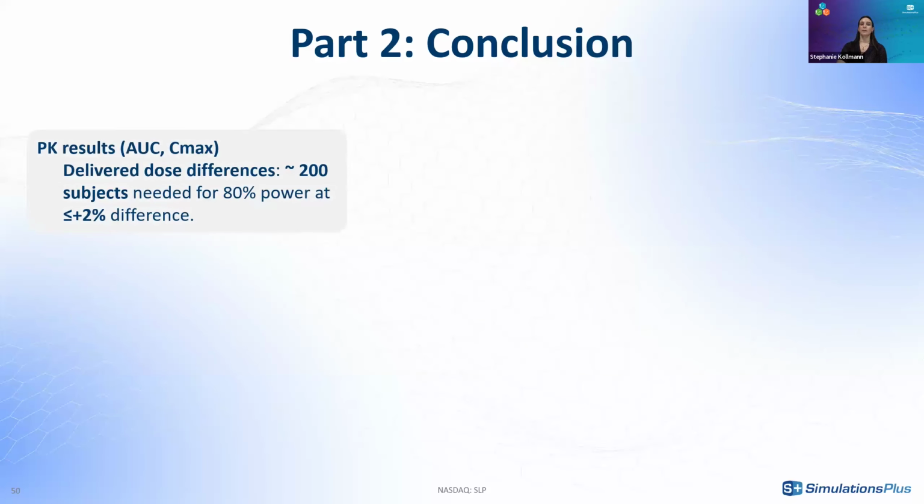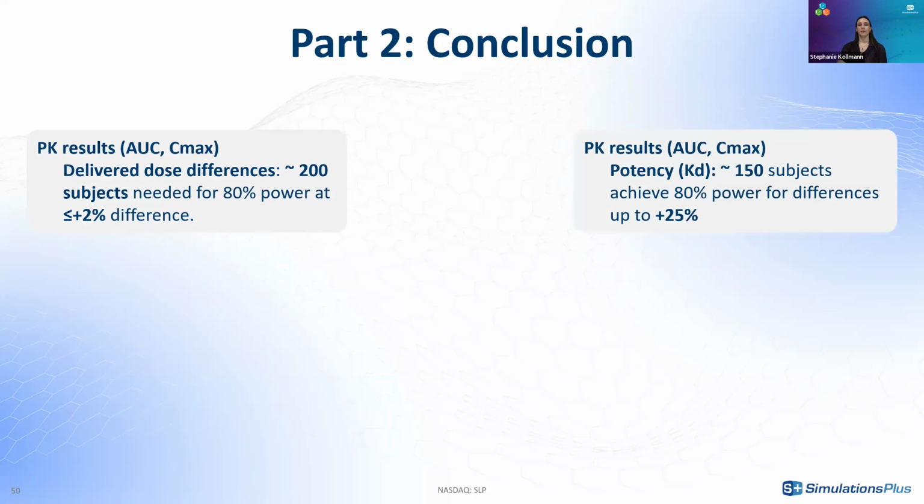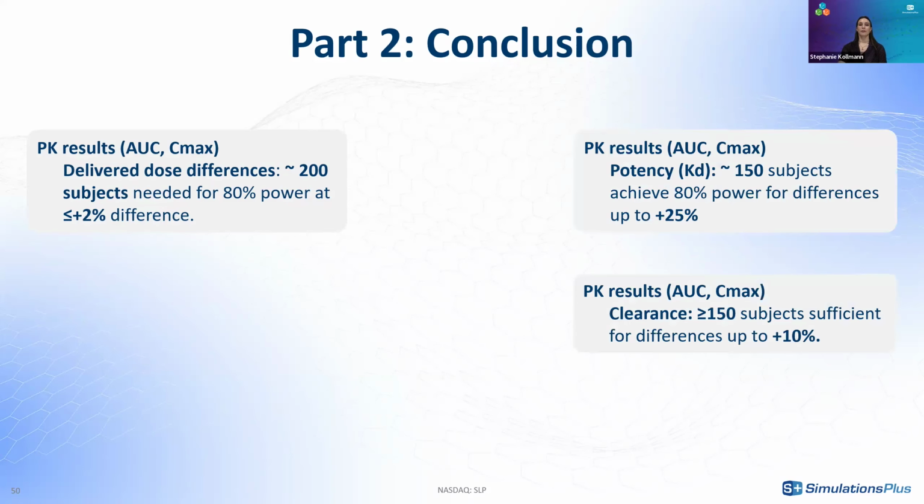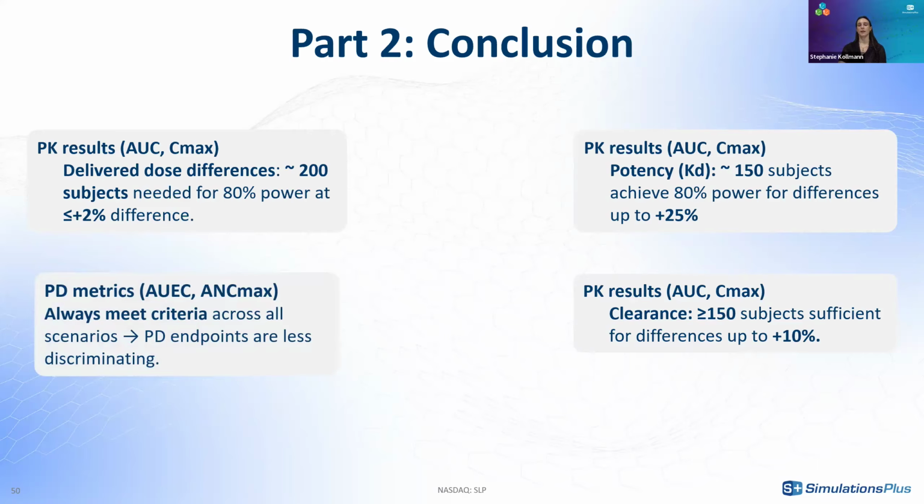For the PK endpoints, AUC and Cmax, about 200 subjects were needed to reach 80% power when dose delivery differences were within around 2%. For potency differences, around 150 subjects achieved 80% power for deviations up to 25%. And for clearance, roughly 150 subjects were sufficient for differences up to 10%. On the PD side, AUEC and ANC max met criteria across all scenarios, showing that PD is less sensitive to product-related differences.